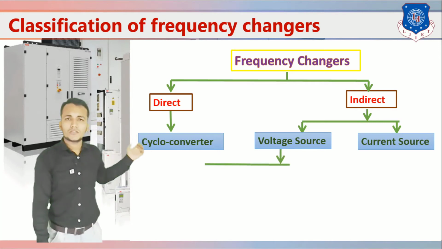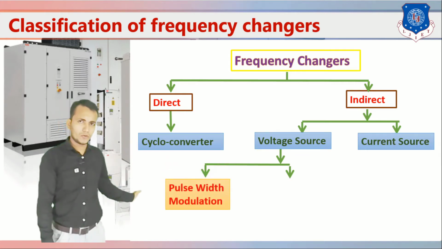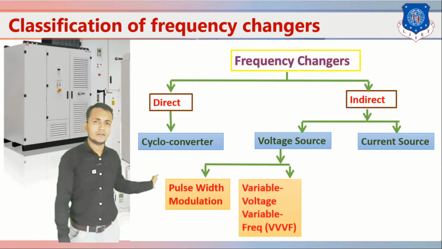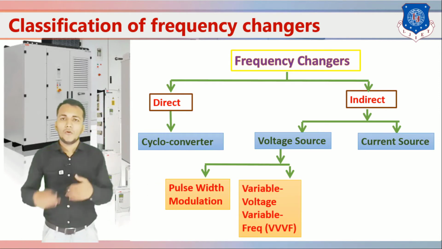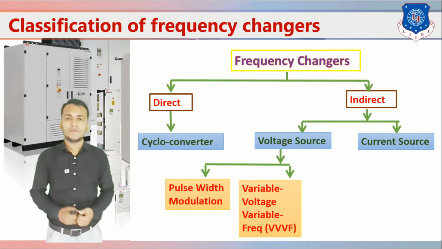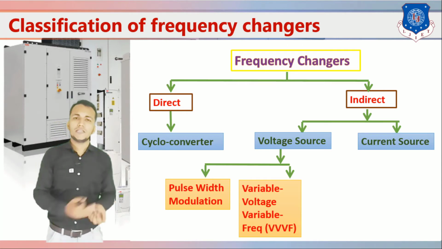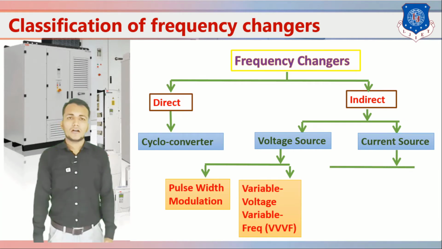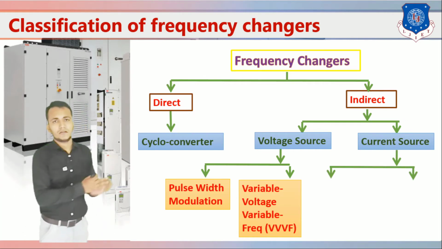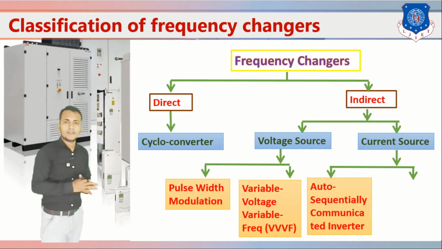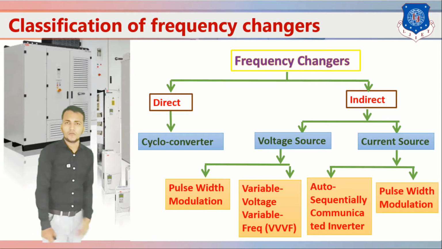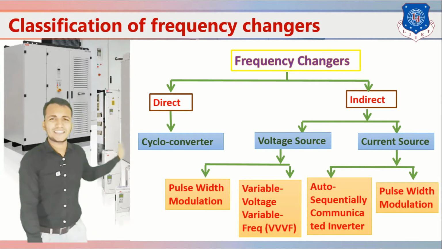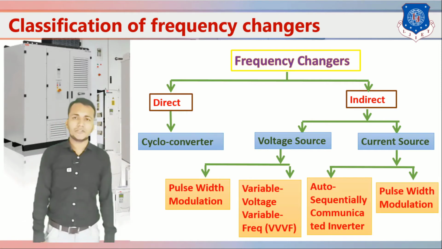The voltage source inverter can also be classified as pulse width modulation, and second, variable voltage variable frequency, VVVF, drive. Then the current source inverter can also be classified as auto sequentially commutated inverter and pulse width modulation. So that is the classification of frequency changer circuits.